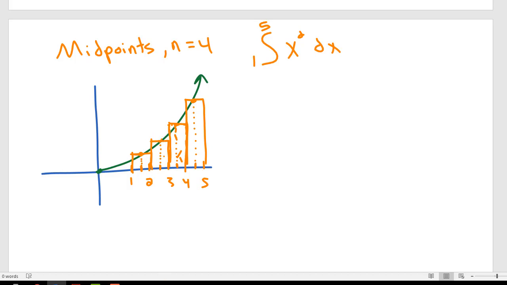So you can see the midpoints are going to be a little bit more accurate, because let's look at the second rectangle. I have a little bit of overhang right here. I have a little bit of underhang there. So I got a little bit of overestimate, a little bit of underestimate, and they should roughly cancel each other out.